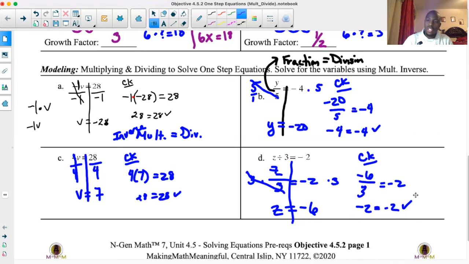Okay. When you're going to check, if you want to use your calculator to check to make sure it's right, that's okay. I would like to see it on paper. That way I know that you actually checked your answer. But this is a way to make sure that you get every single problem correct.